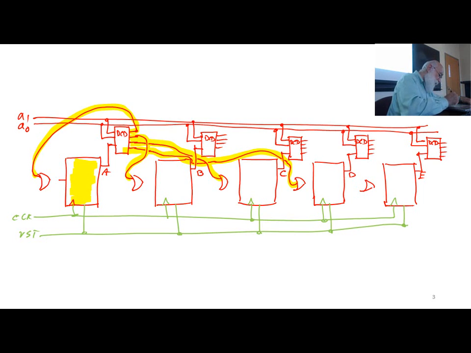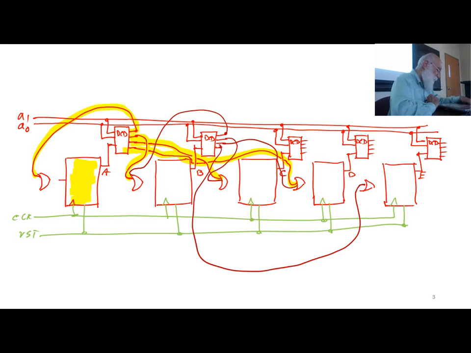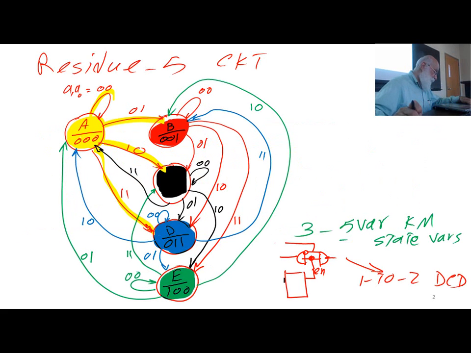And state B, 0, 0 goes back to the same state. 0, 1 goes forward. 1, 0 goes next one over, and then 1, 1 goes here. Then I'm doing state C.